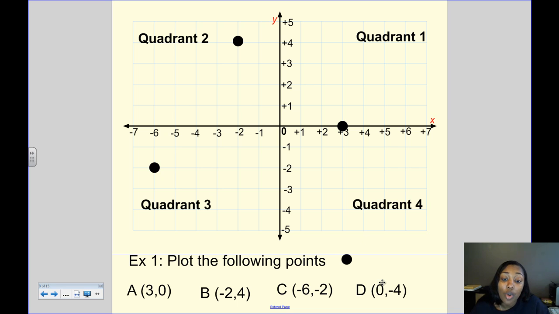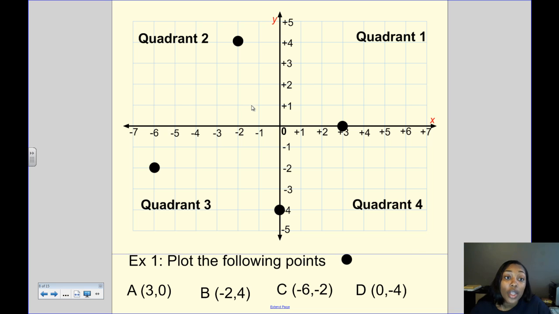And then our last point is point D, and point D is located at (0, -4). So it means that from the origin, we're going to go 0 in x, or y. That means we're not going to move to the left or the right. We're going to stay right here on the line. And then it says we're going to go -4 in the y. Because it's negative, that means we're going to go down. So that means we're going to go down -1, -2, -3, -4. So point D will land right here on the line.